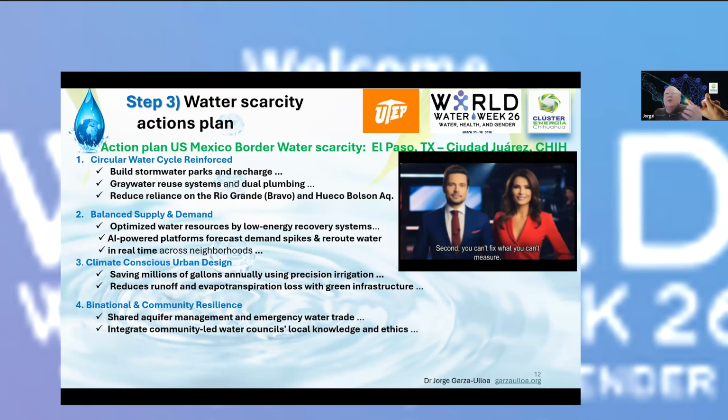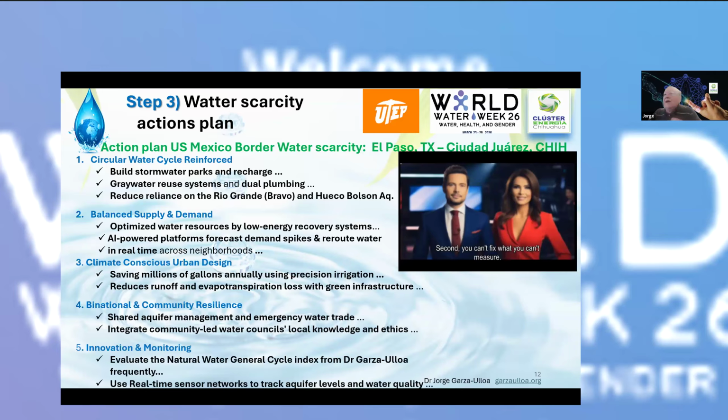We need to integrate community-led water councils, local knowledge and conservation ethics. That's very important. We need to explain to everybody what's going on and the ethics that we're explaining. And then we have to innovate and monitor. We have to evaluate the natural water general cycle. As I propose right here, we are going to use sensors almost in real time to measure the level of the aquifers, okay?